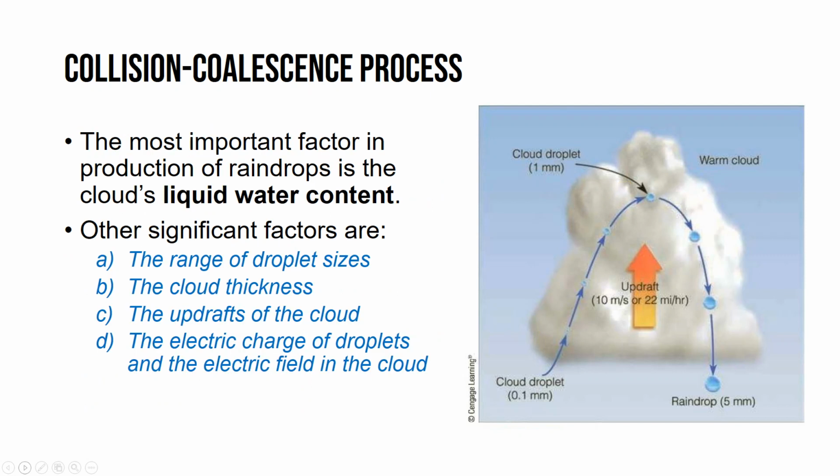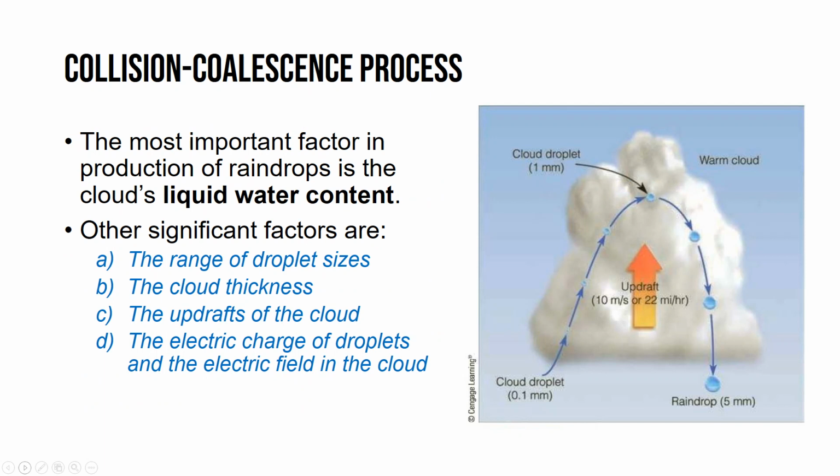The most important factor in the production of raindrops is the liquid water content. We also have other significant factors, such as the range of cloud droplet sizes. If we have a variety of droplet sizes, like we have small sizes and we have larger ones, then we can expect that droplet growth is quicker, as I've mentioned a while ago. Also, cloud thickness and the updrafts of clouds.